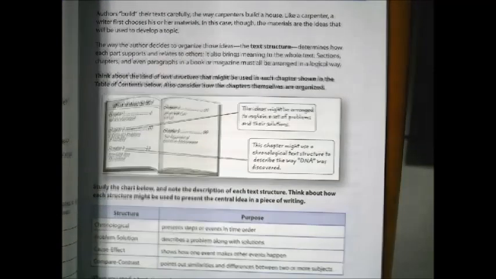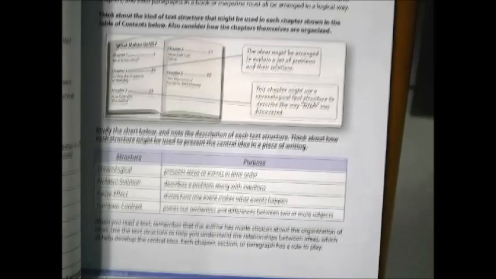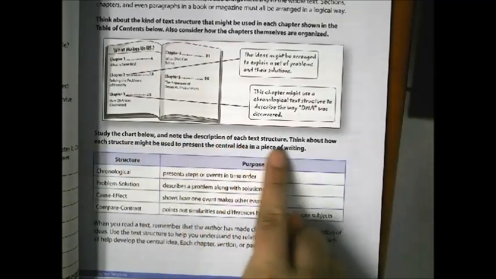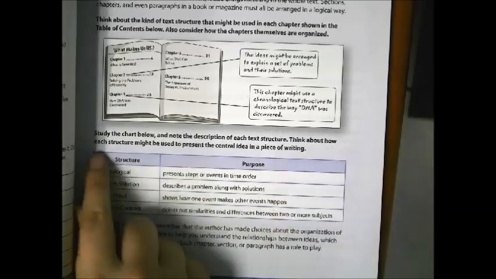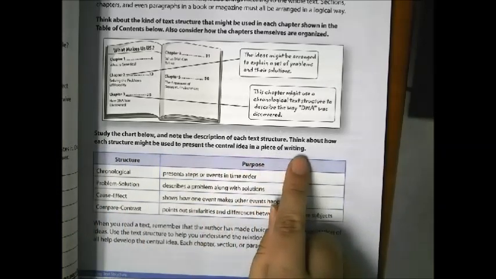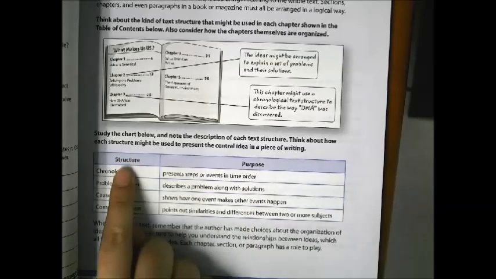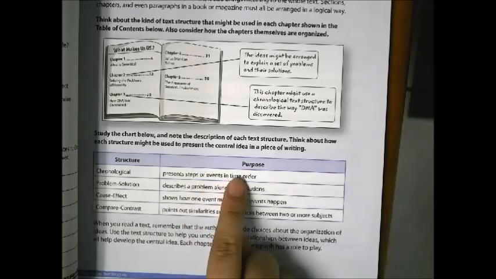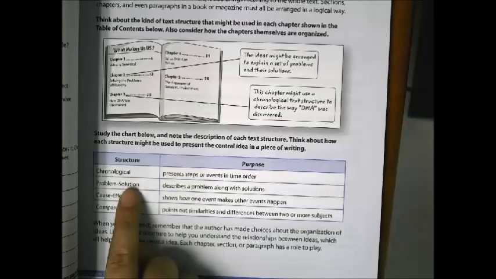So let's look at the bottom. In the bold text, it says, study the chart below and note the description of each text structure. Think about how each structure might be used to present the central idea in a piece of writing. So let's look at each structure. The first one is chronological. Chronological presents steps or events in time order. So what happened in the beginning all the way to what happened at the end.